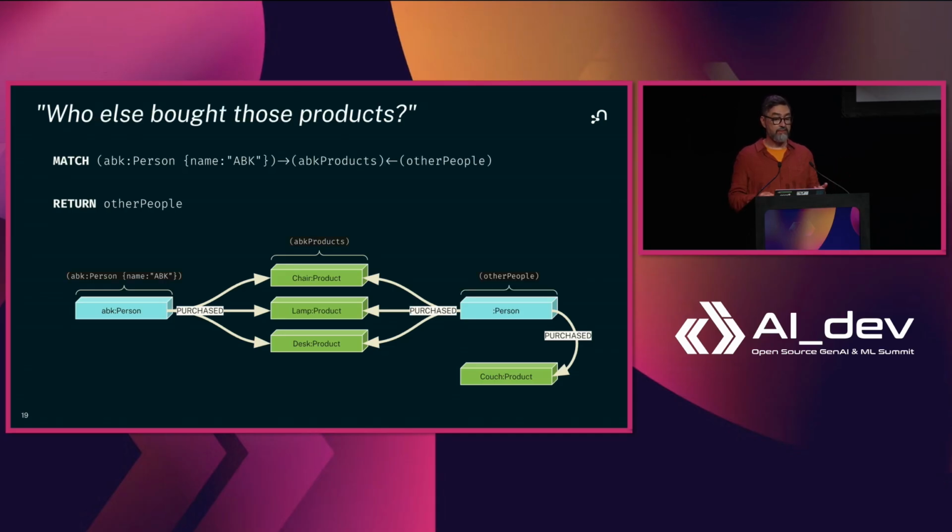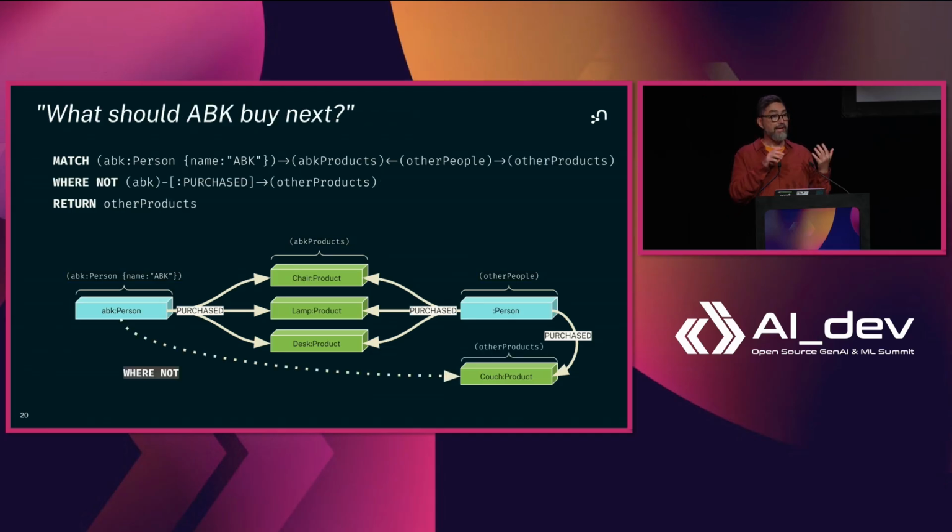Who else bought those products? You just extend the pattern from ABK to his products to other people that bought that product. Still a pattern match. Return those other people. What should ABK buy next? Extend the pattern a little bit more from ABK to ABK's products to the other people to the products that they purchased, but now you add a predicate for a negative pattern match. You want to say where ABK has not purchased those products. Now you can answer the question, what should ABK buy next? You want to find out what other people have purchased that he has not purchased. Go ahead and find that. It ends up being a very simple pattern match.